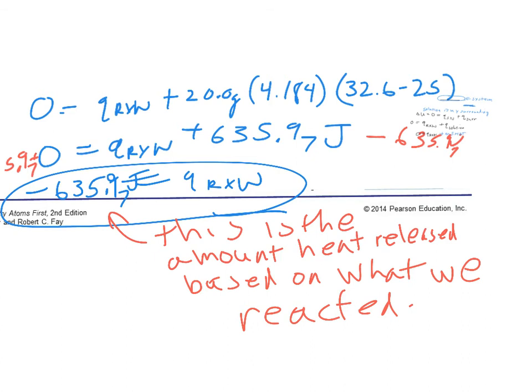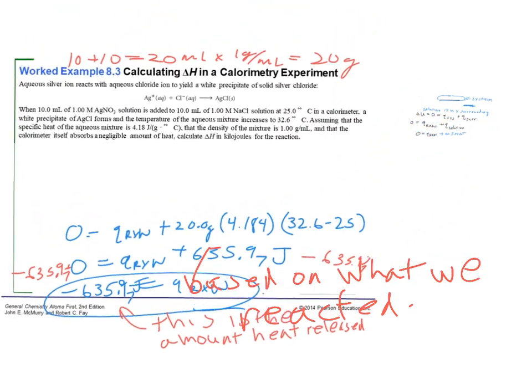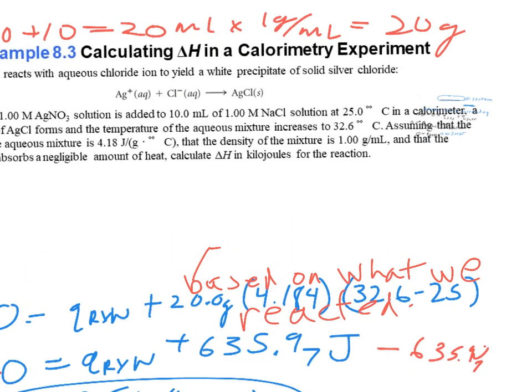However, we did not react 1 mole. Why is it important that we note that we didn't react 1 mole? Well, remember this chemical equation, and we're being asked to solve for the change in enthalpy for it. The change in enthalpy for a chemical reaction is based on those coefficients. In other words, it's going to be based on us reacting 1 mole of silver and 1 mole of chloride. We didn't react 1 mole. We reacted much less than it. So we have to figure out how much of each one did we react.